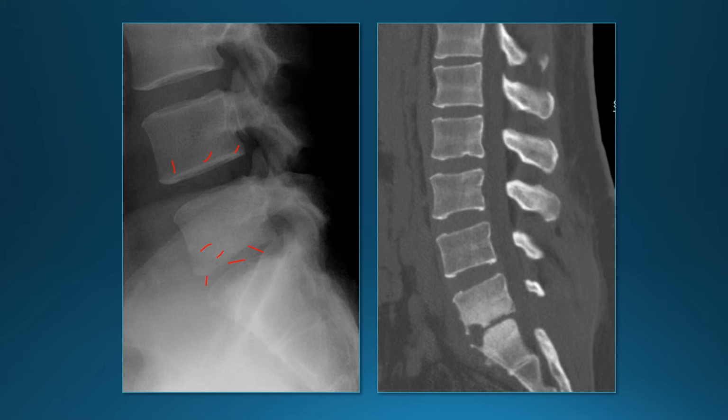It's a little hard to see it. CT is a little bit easier. You can see the erosions nicely. Very irregular end plate compared to the normal end plate over here. Sclerotic changes. These are reactive changes in the adjacent bone marrow.